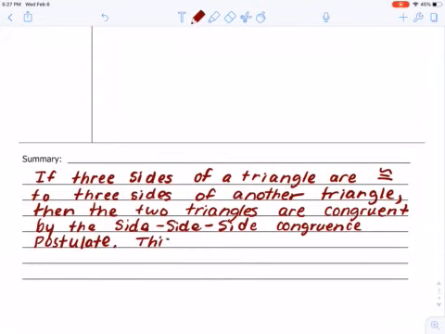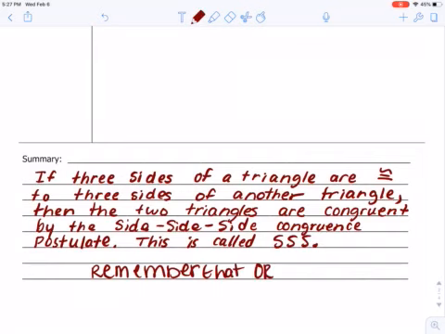This is called side, side, side. And remember, when you're writing your congruence statement, remember that order matters. All right, get ready to take notes.